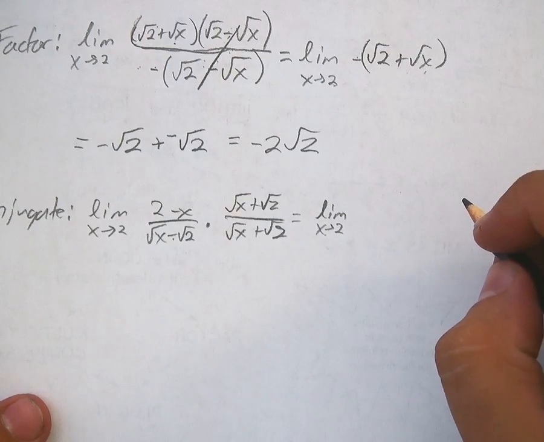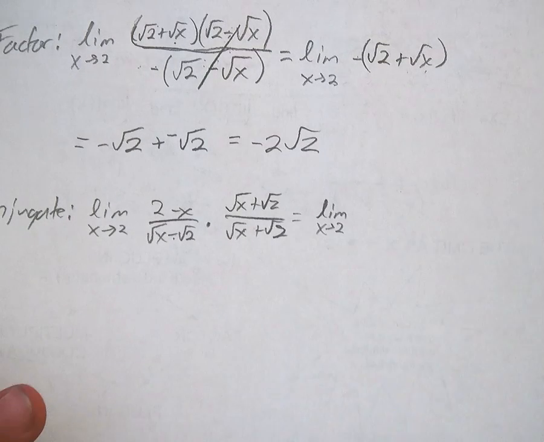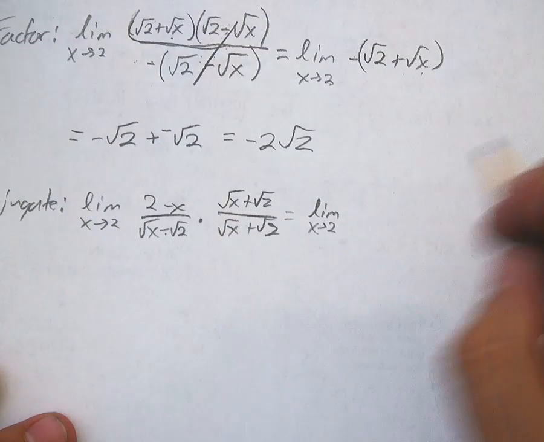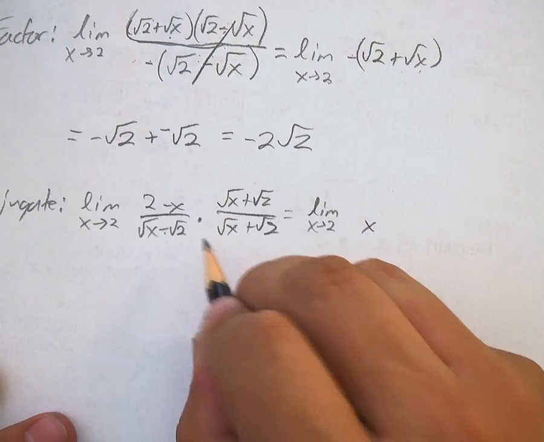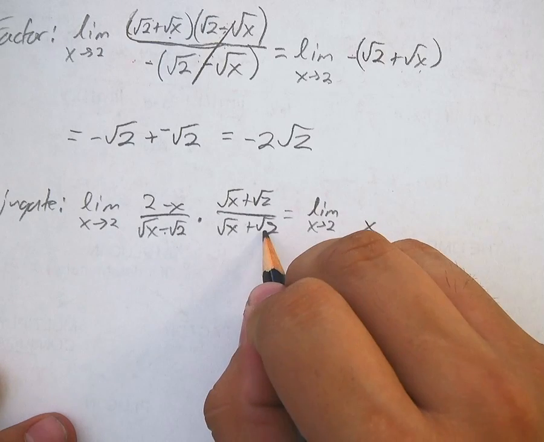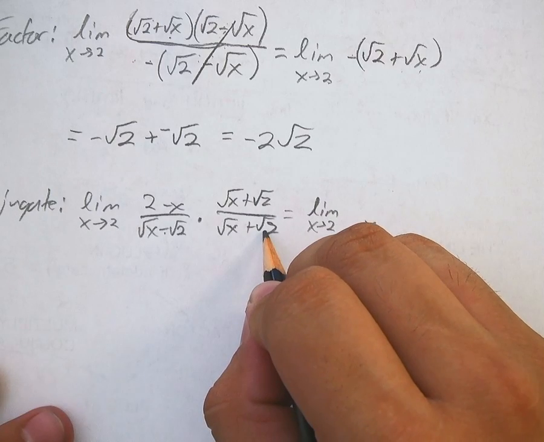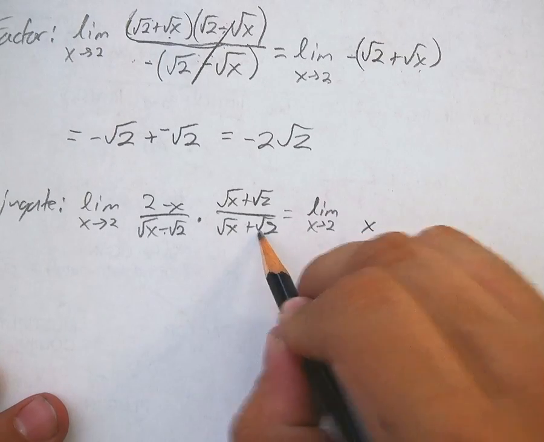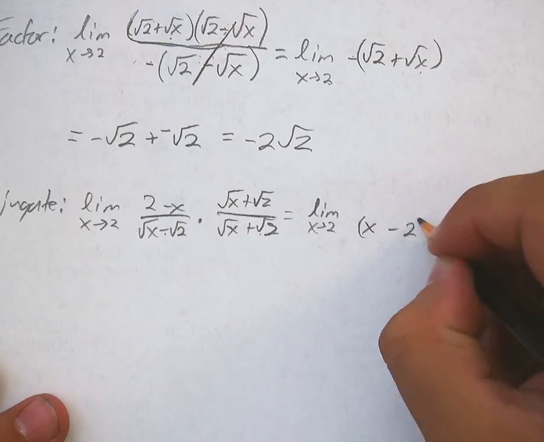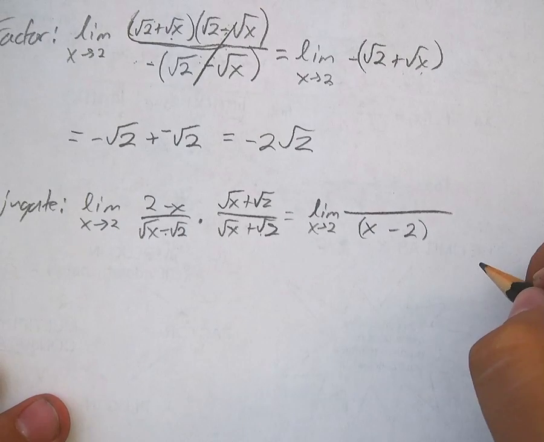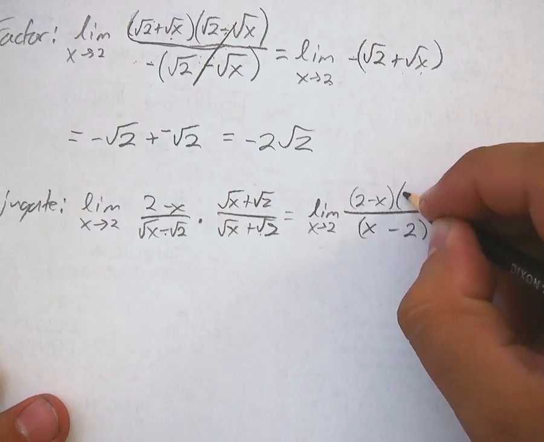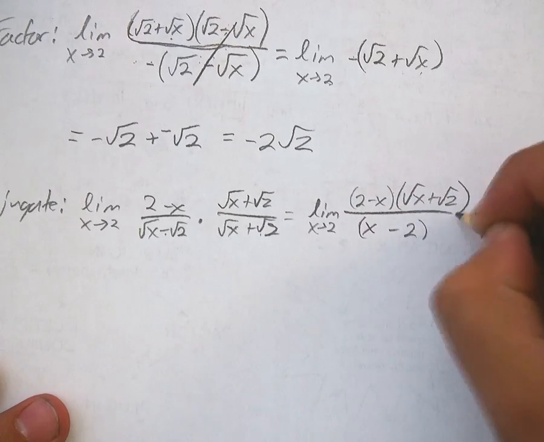Let me make sure I'm doing this right. Something doesn't feel quite right about that. Am I doing that right? Yeah, why not? Okay, so we got x, and then on the bottom you've got square root of 2 square root of x. So square root of 2x positive, square root of 2x negative, those go away, minus 2 on the bottom. On the top, what the heck, let's leave that the same, 2 minus x times square root of x plus square root of 2. If I don't have to change it, I don't want to.